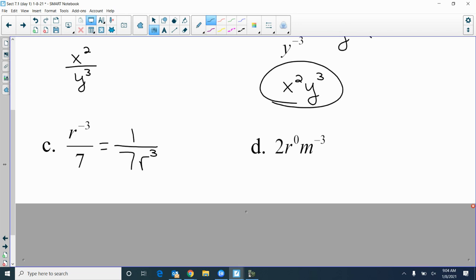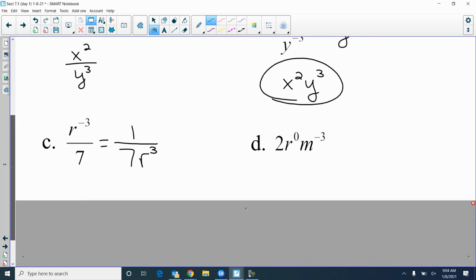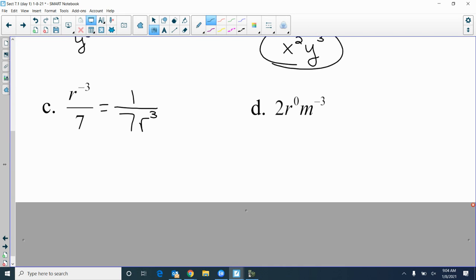Now don't put R cubed 7, like we're not droids. Okay? You always put the coefficient first. So make that 7 R to the third. All right, letter D, 2 R to the 0 power M to the negative third.